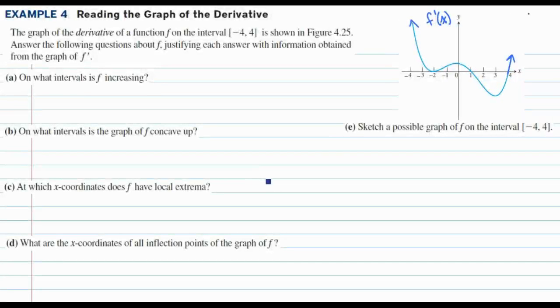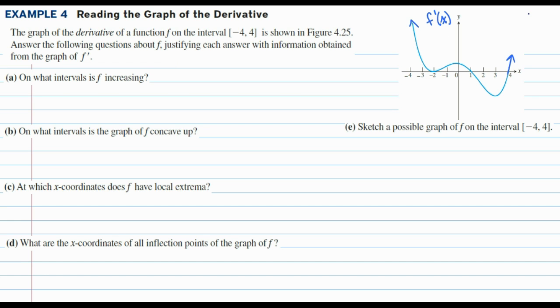This is the screencast for section 4.3, example 4, reading the graph of the derivative. All right, so the graph of the derivative of a function f on the interval -4 to 4 is here. So if this is the graph of the derivative, I'm already going to mark this with f prime of x. So I know that I'm looking at the first derivative, kind of like the velocity graph. Answer the following questions about f, justifying each answer with information obtained from the graph of f prime.